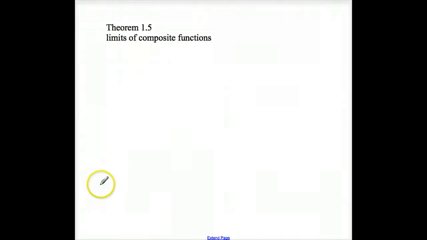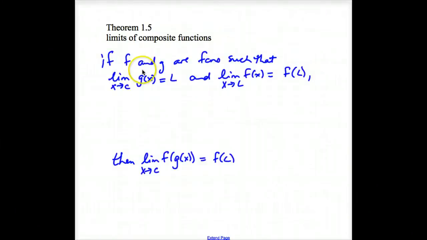Theorem 1.5, limits of composite functions. If f and g are functions, such that the limit as x approaches c of some function g is L, and then the limit as x approaches that L, whatever number that was, of f of x equals f of L, which meant direct substitution. You just took that L, the answer you got from g, and plugged it into f. If that's true, then the limit of f of g of x as x approaches c is just f of L.